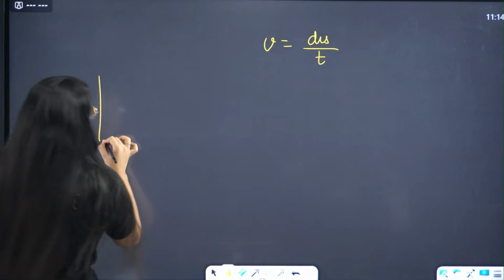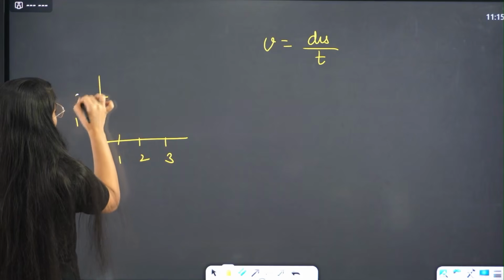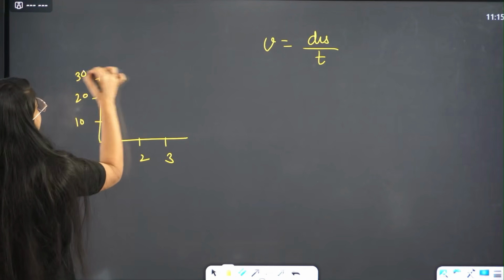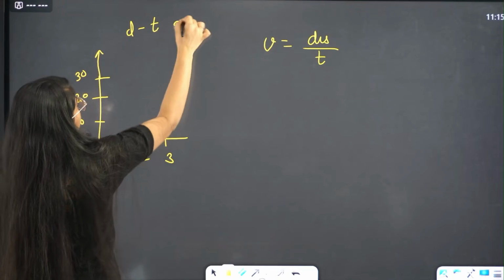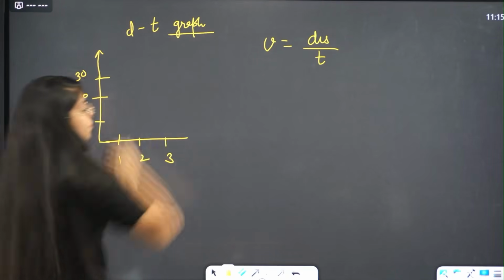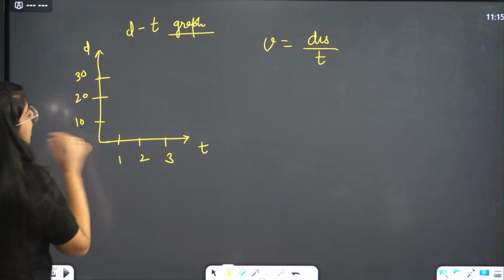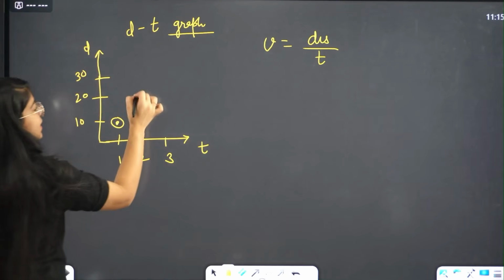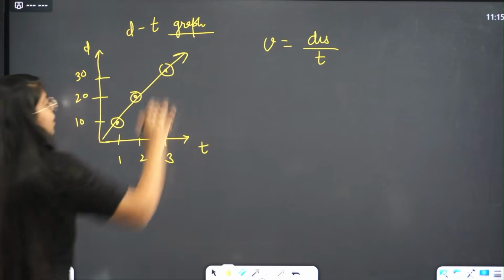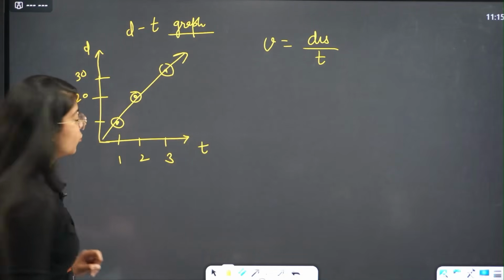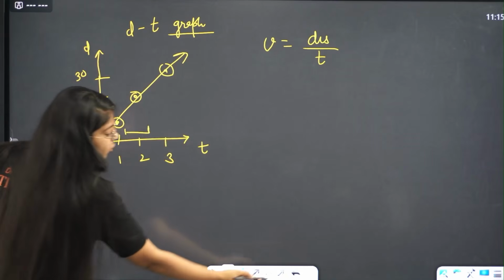Now, I have a graph. This is 1, 2, 3 and then this is 10, 20, 30, right? This is a distance time graph. Understand this very carefully because it will be very confusing after that. Now this is time, this is distance. Now in the first second I am at 10 meters. In the second second I am at 20 meters. In the third second I am at 30 meters. So this is the graph of uniform motion. Now understand this very carefully. Let's just see this case. From 1 to 2 seconds.